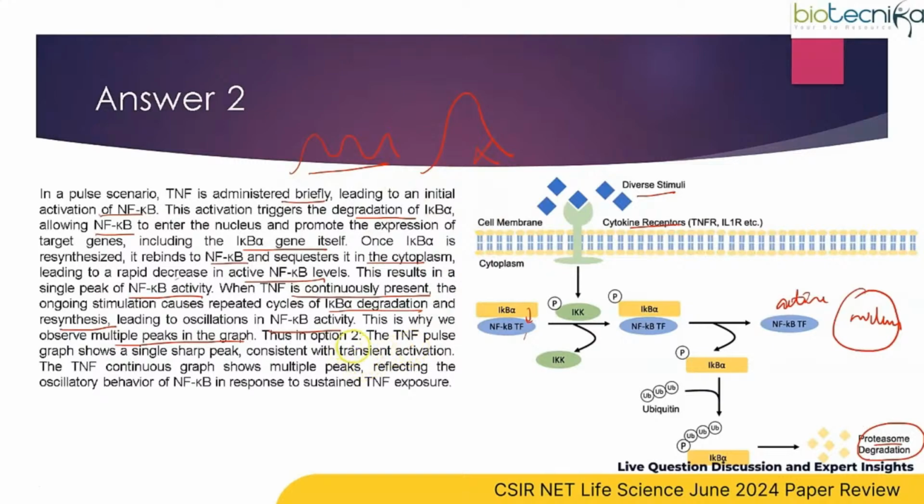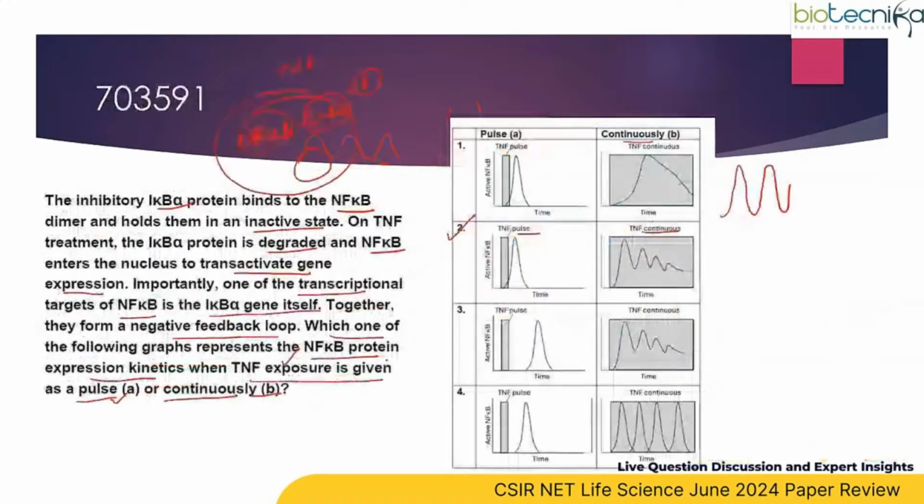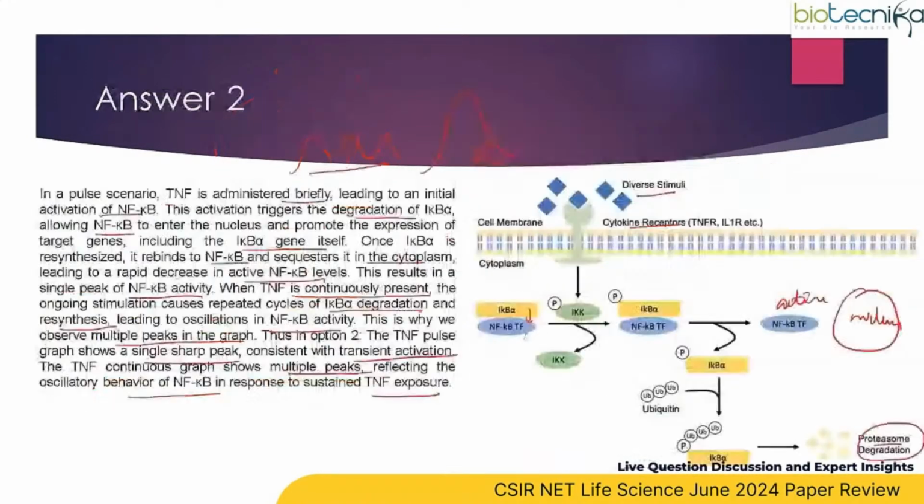As we see in option 2, the TNF pulse graph shows a single sharp peak, consistent with transient activation. The TNF continuous graph shows multiple peaks, so it reflects the oscillatory behavior of NF-kappa B in response to sustained TNF exposure. Right? So the right answer is option 2. Now let's move on to the next question.